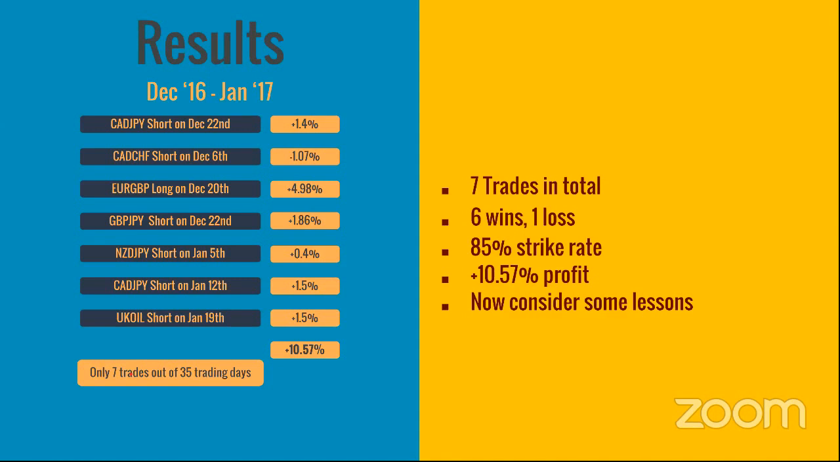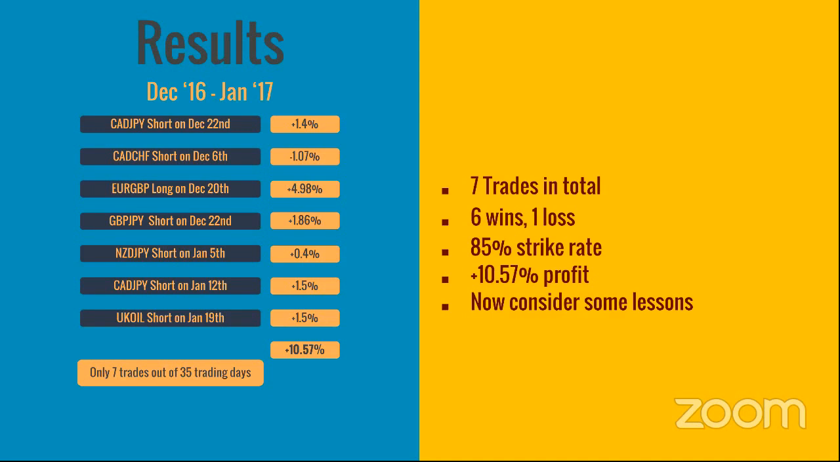And even when you look at it closely, you'll see there were 2 trades taken on December 22nd. That's the pound yen here and the CAD yen there. Both trades were taken on the 22nd of December. That then means that in reality, we only actually took trades on 6 out of those 35 trading days. So that's less than 10%, okay? Or rather, a little more than 10%, but definitely less than 20%.